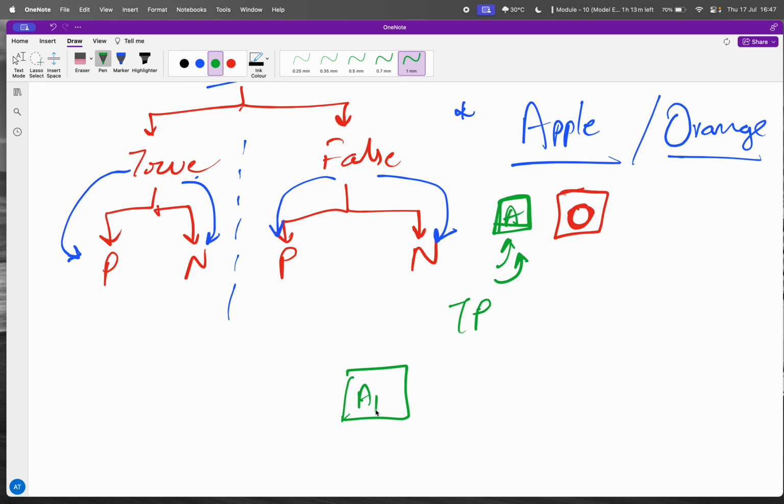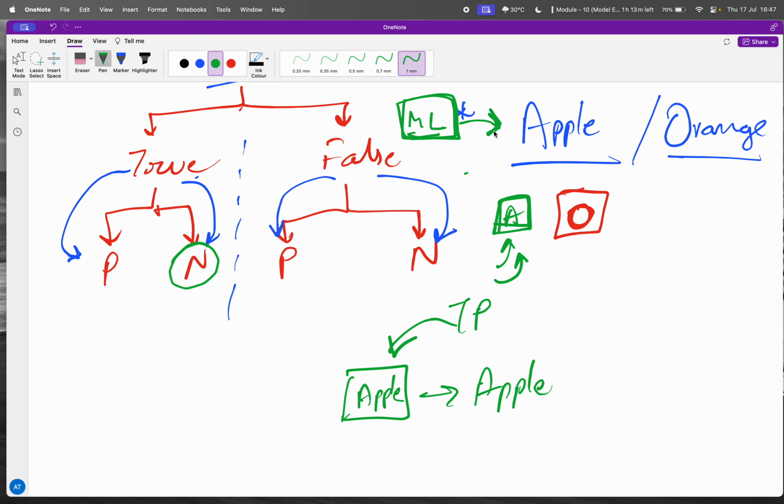Like it was actually an apple and it called it an apple, that is called true positive. Okay, then it comes to the true negative, right? We trained a machine learning model. I'm rephrasing the question. We have trained a machine learning model whose work is to identify apples only, not oranges, right? So if it has identified an orange as not an apple, then it will be a true negative. Are you getting what I'm trying to say?